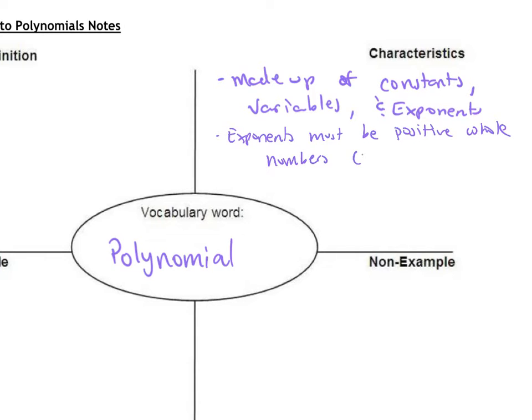So therefore, no fractions or decimals, and no division by a variable. So in other words, it's made up of constants, variables, and exponents, so numbers, letters, and exponents. The exponents have to be positive whole numbers, so no fractions, no decimals, and they have to be positive. And there cannot be a variable in the denominator.